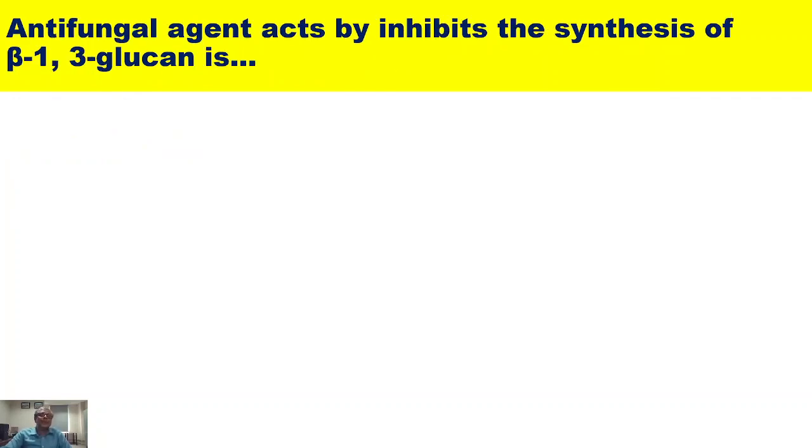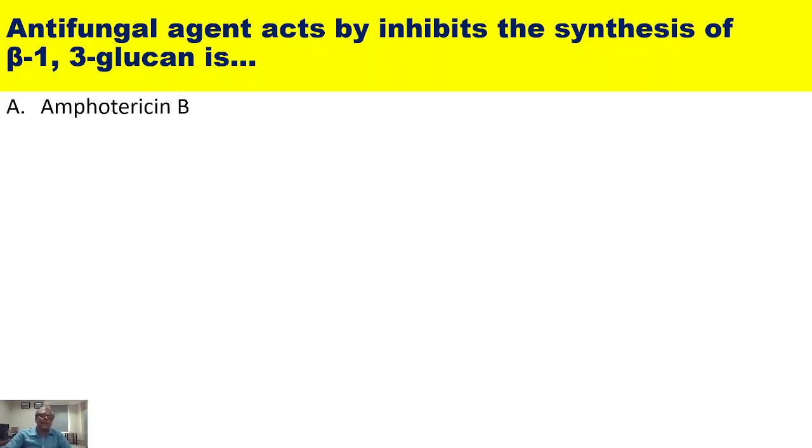Antifungal agents acting by inhibiting the synthesis of beta-1,3-glucan is... Now beta-1,3-glucan is a component of the fungal cell wall. It is a very important component of the cell wall. If you can inhibit the synthesis of this, there is no further synthesis of the fungal cell wall and there is an immediate fungicidal action.